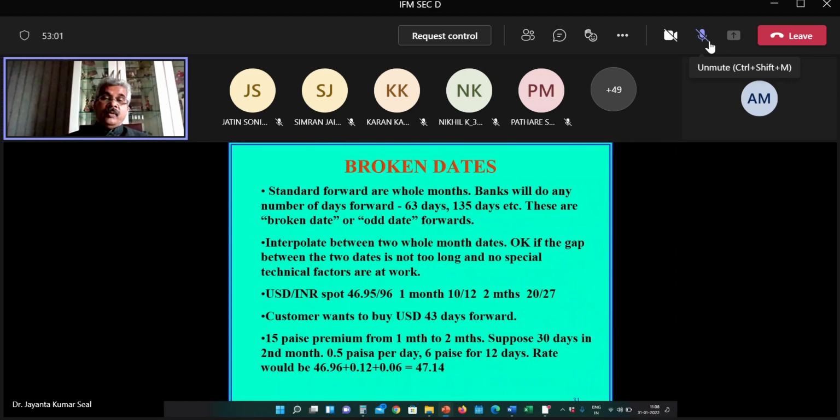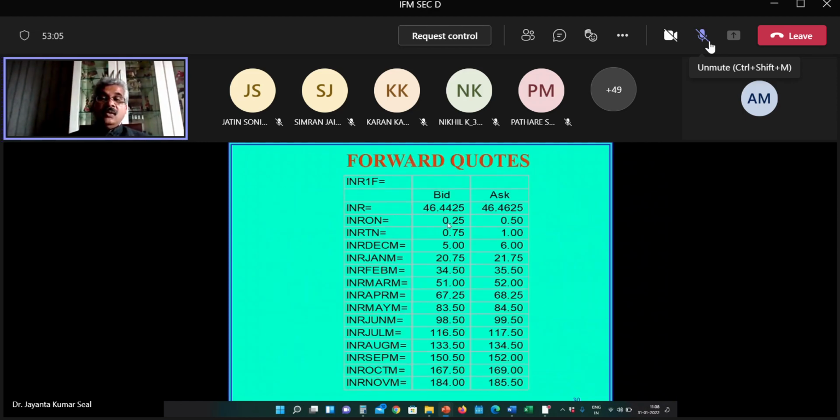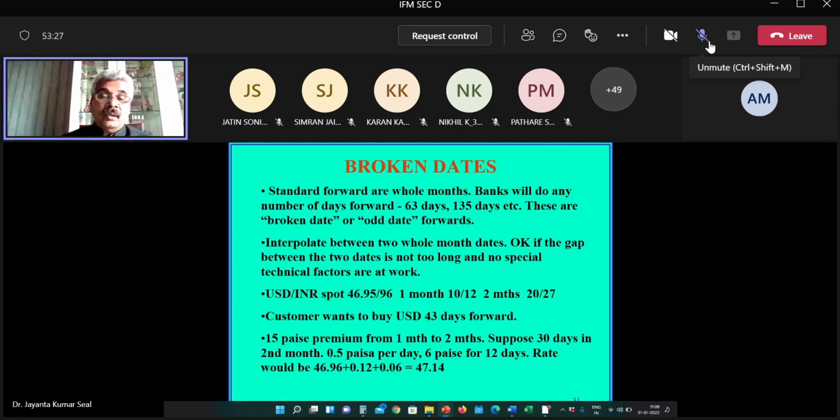So interpolate between two whole months. For example, this is 30 days, this is 60 days, and you want to find out for 45 days. For 30 days, this is the swap quote; for 60 days, this is the swap quote. You want to find the one in between for 45 days, and accordingly you can find out. Interpolation I'm not teaching you now. You must have done it during calculation of IRR, internal rate of return. The same formula.